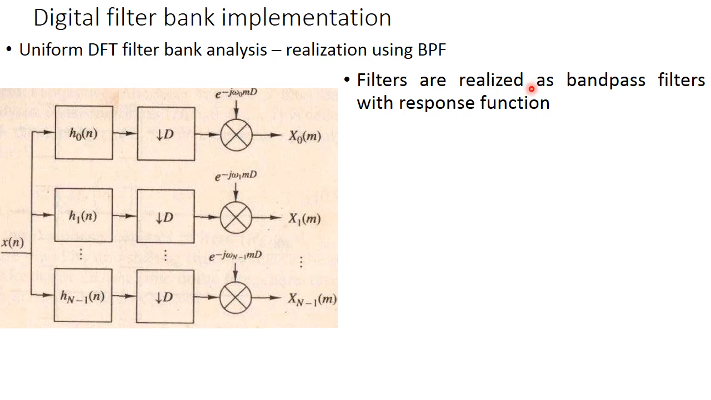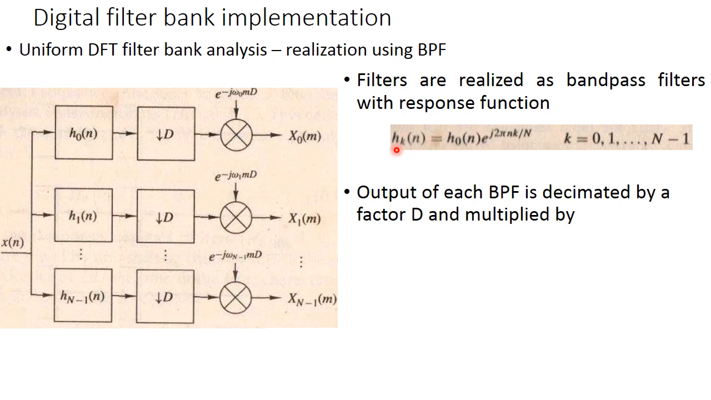The filters are realized as a bandpass filter, so initially it is the bandpass filter and their response is h naught of n e raised to j 2 pi nk by N. So there is no difference between the earlier one and this. So now the output of each bandpass filter is decimated by a factor D and then multiplied by e raised to minus j 2 pi mk by N. So since we have a decimation process, there is a D also involved here.